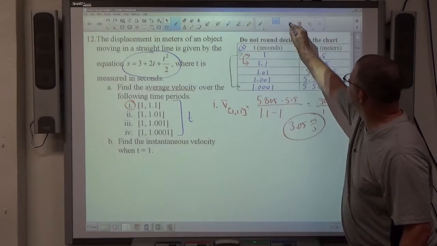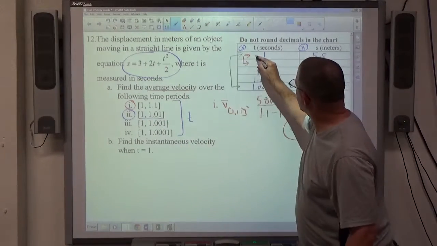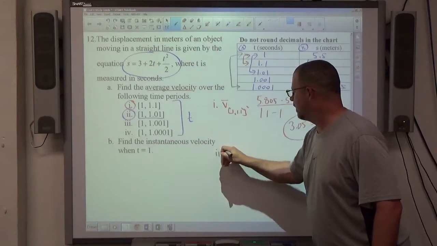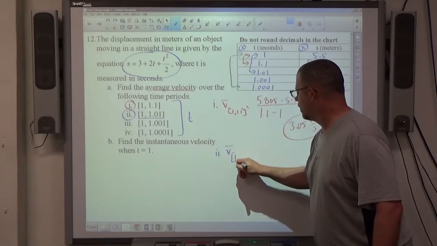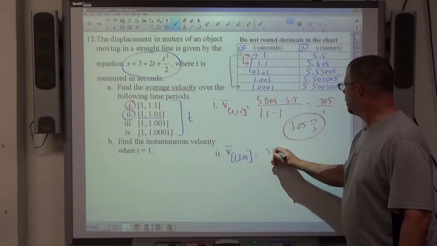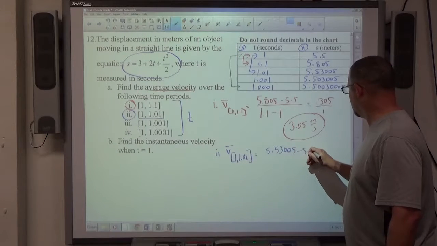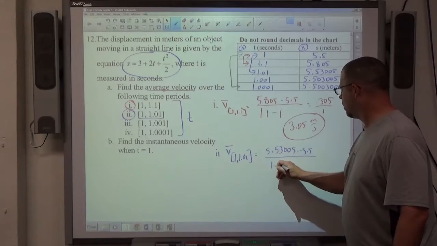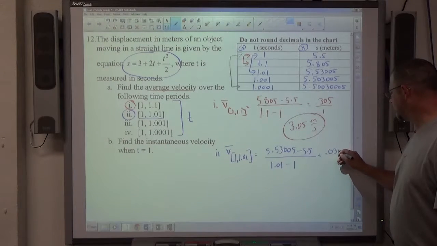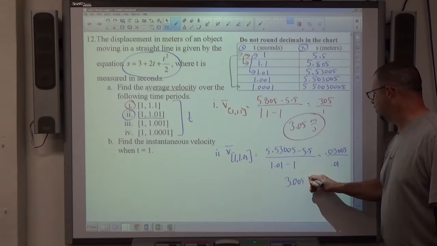For number 2, average velocity from 1 to 1.01. So they're concerned about these 2 points. So y2, y1. So the average velocity from 1 to 1.01 is y2 minus y1, 5.53005 minus 5.5 all over 1.01 minus 1. That comes out to 0.03005 divided by 0.01, which is 3.005 meters per second.